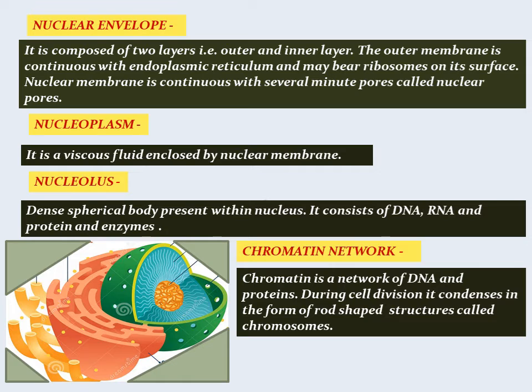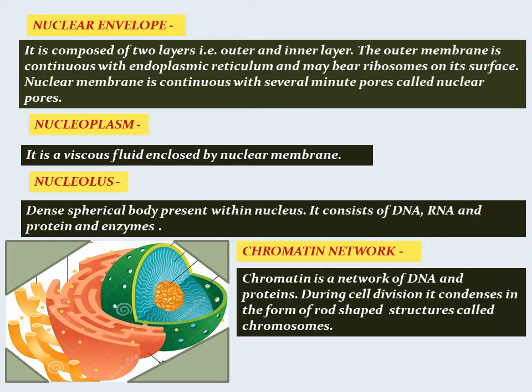Nuclear envelope. The nuclear envelope is the outermost covering of the nucleus. It is composed of two layers, outer and inner, that we have discussed. Then the space present between the two layers is the perinuclear space. Now, a very important thing to know is the endoplasmic reticulum. We have not discussed the endoplasmic reticulum; we will discuss it in further classes. It is an organelle in the form of certain layers, and it is continuous with the outer nuclear membrane. Certain minute pores are present which are known as nuclear pores.